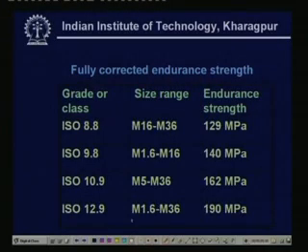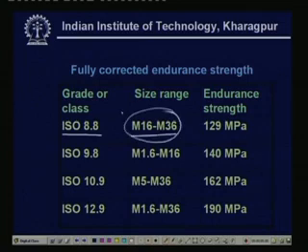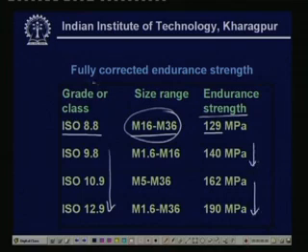For fully corrected endurance strength, again we see for the different grades we have for different size M16 to M36. Remember this is the size of the bolt, metric grade for the nominal diameter, and the endurance strength, again it is fully corrected endurance strength 129 megapascal. If you go on to the higher values, then you see it goes on increasing. So, these are the fully corrected endurance strength, and those are given again in the handbook. So, you must know that such data exist, and you should use them while designing that.